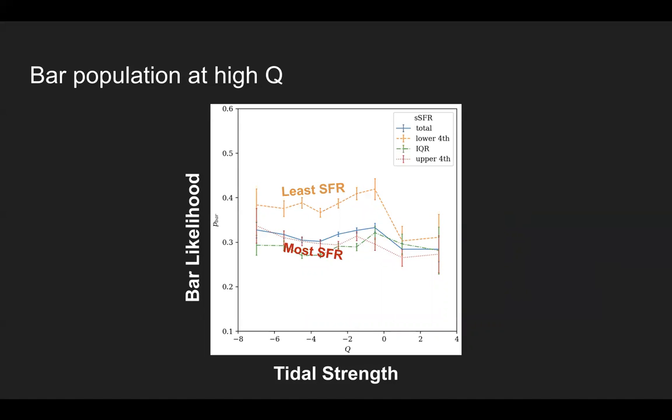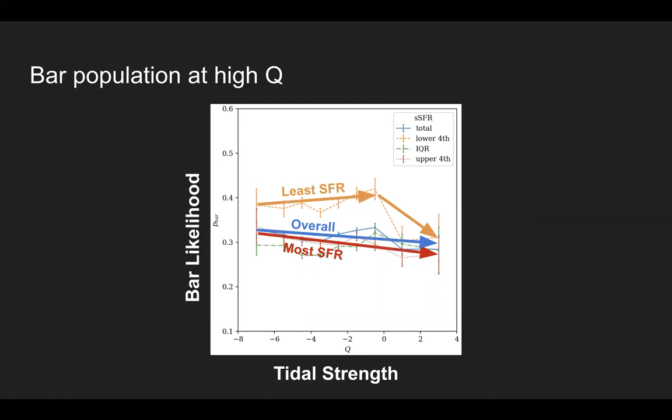So for these high star formation galaxies, we don't see too strong of a trend between bar formation, or the likelihood of having a bar, and tidal strength. However, when we look at these galaxies that are not forming as many stars, we see that at high values of Q, there's a significant suppression in bar formation. Now, for the entire population of galaxies, we additionally don't see too strong of a trend between these two variables.